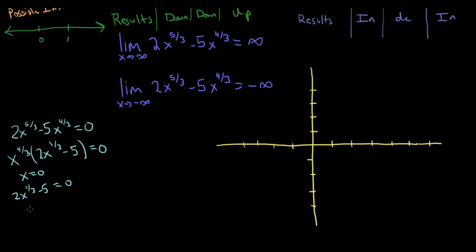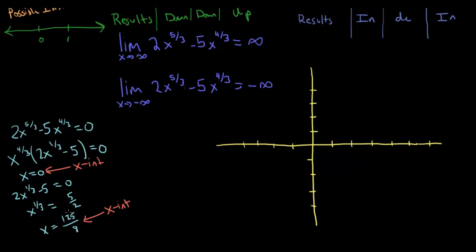So x to the 1 third equals 5 over 2. That means if we cube both sides to solve, x equals 125 over 8, which is 5 cubed over 2 cubed. So there is our other x-intercept. So we have an x-intercept, which we already knew about, and another x-intercept. Now, what is 125 over 8 approximately?